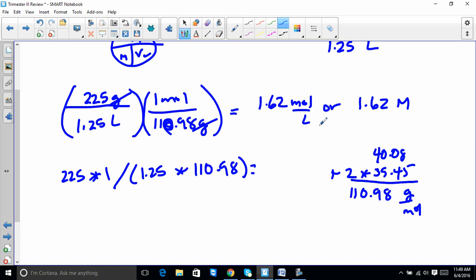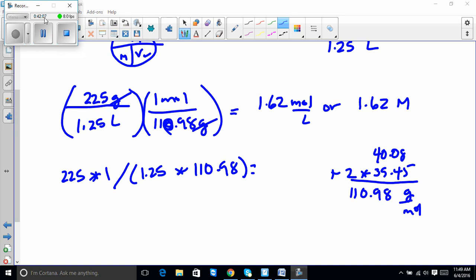All right, and that's it for the first two. And I'm going to stop because we're at 42 minutes, and I think if I go any further, I bet this file is going to be too large.